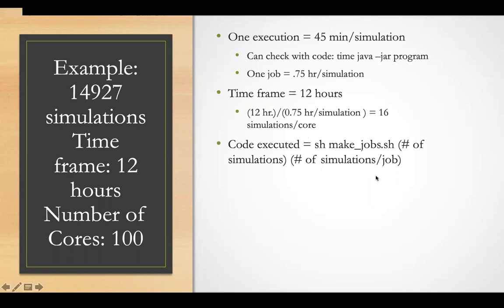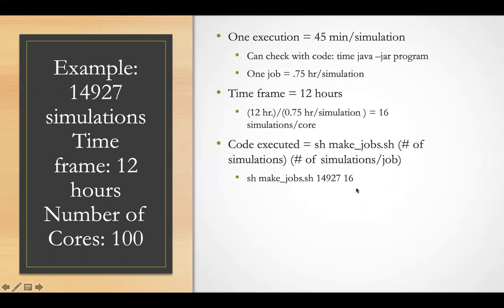The code executed for this will be sh make_jobs.sh, the number of your simulations, and then the number of simulations per job. So we have 16 right here. It'll be sh make_jobs.sh 14,927, because that's the amount of simulations I said I wanted to run. This has to match your SAM.txt file, so there should be 14,927 rows. And then 16 is what we calculated from here.